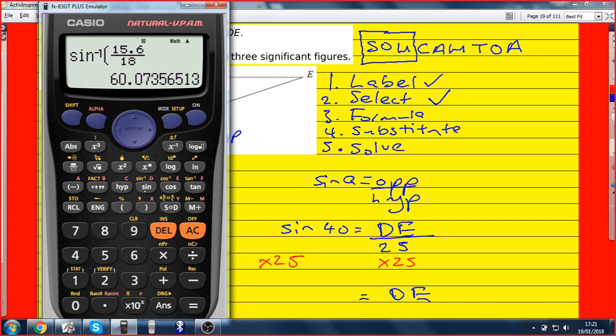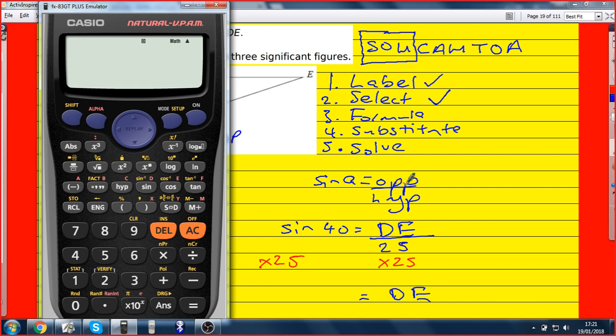Since we did sine, you've got to do sine minus. That's not what we have. So that would be for an unknown angle. But for this one, we're saying that DE is sine 40 times 25. So we had sine 40, we times it by 25, and that gives us DE.